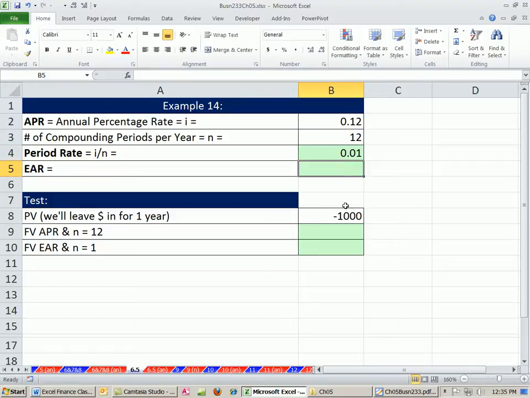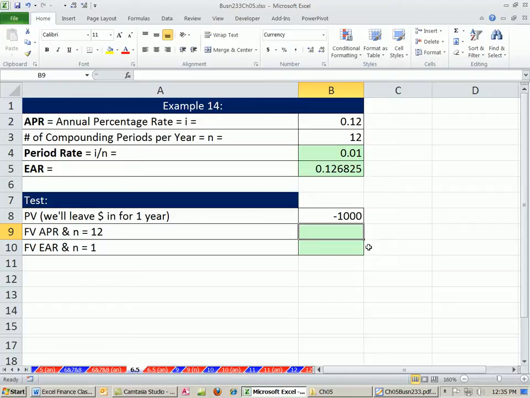I'm going to calculate my EAR: 1 plus the period rate, caret 12, minus 1. Over time, I have tended to always do this formula. When I run into a situation where this is a decimal, which we'll see later, I just use the formula because it won't give me an error, whereas the EFFECT function will. So there it is. APR. Effective annual rate.